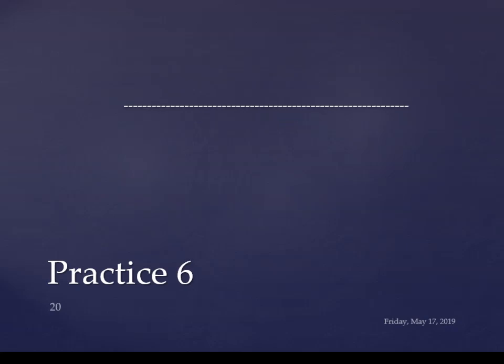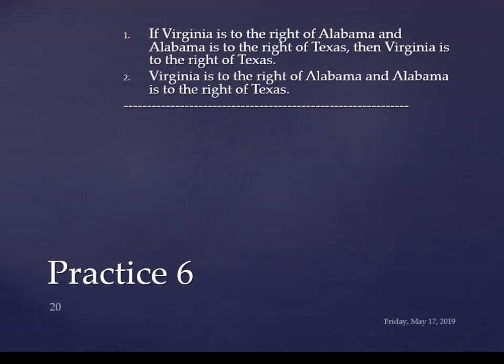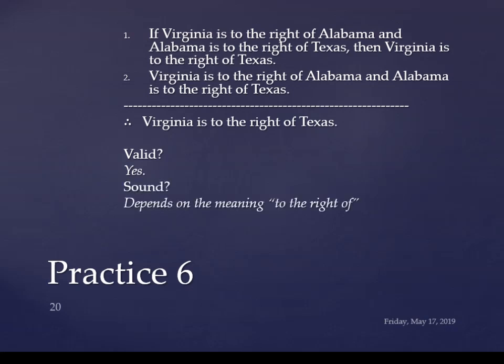All right, so practice problem number 6. I like this one. If Virginia is to the right of Alabama and Alabama is to the right of Texas, then Virginia is to the right of Texas. Hey, guess what? Virginia is to the right of Alabama and Alabama is to the right of Texas. So Virginia is to the right of Texas. Is that valid? It sure is, right? There's no doubt about it. If the premises are true, the conclusion has to be true. But is it sound? Well, it kind of depends on the meaning of the phrase to the right of.